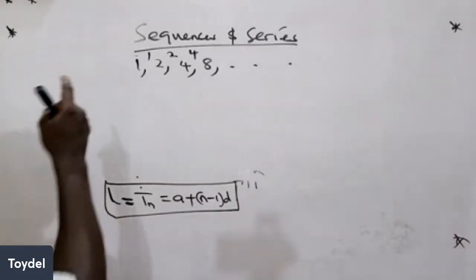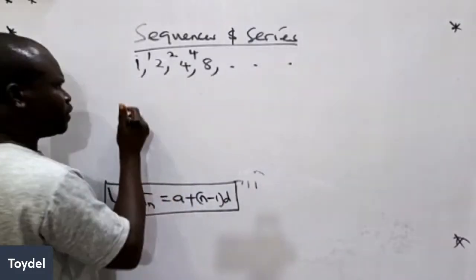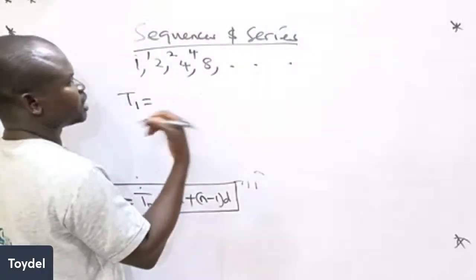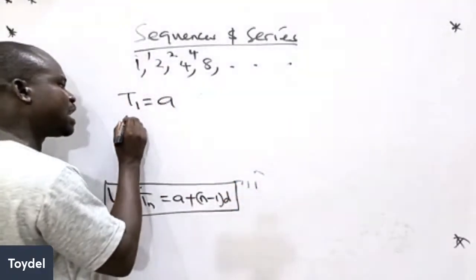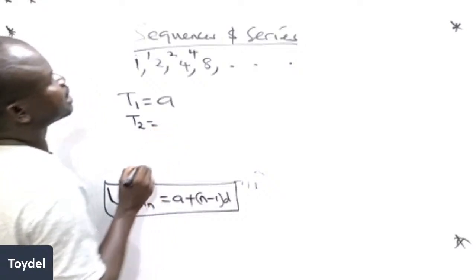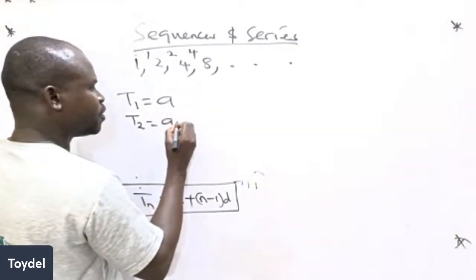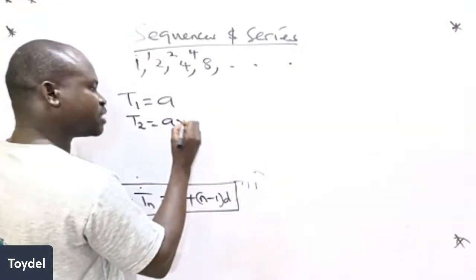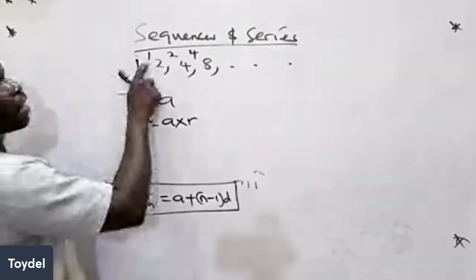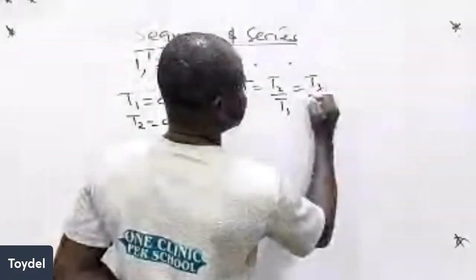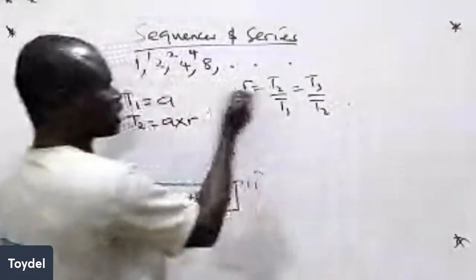So what do we do here? The first term, T1, of course, is the same thing as A. We also call it A. But how do I get the second term? In this case, I'm going to say the first term multiplied by the common ratio. What is the common ratio? That is R, which in this case will be the second term divided by the first term, or the third term divided by the second term. That's the common ratio.